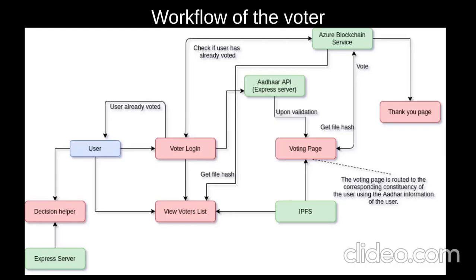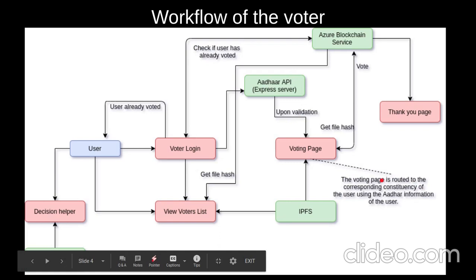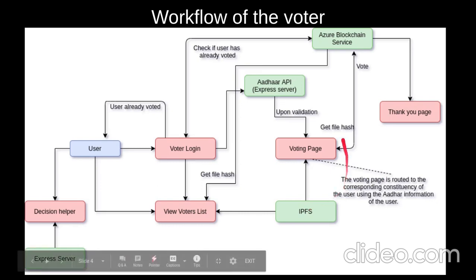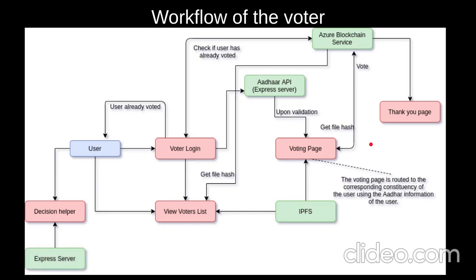This is the basic workflow for the user or voter. The voter is directed to the voter login page. He enters his credentials here, which is validated by the Aadhaar API. It also checks with our smart contract on the blockchain network if the voter has already voted or not. Once he enters the voting page upon validation of the Aadhaar biometrics, the voting page is routed to the corresponding constituency of the user using the Aadhaar information provided in the login page. The candidate's information for each constituency is stored on the IPFS. The file hashes required to access these files on the IPFS are stored in the blockchain. This makes the amount of data stored in the blockchain minimal yet secure.